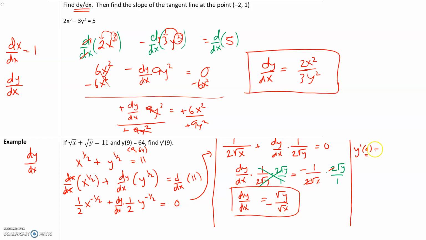So we know that our x value is 9 and our corresponding y value is 64. So we're going to get this equals negative radical 64 over radical 9. So y prime of 9 is equal to negative 8 over 3.